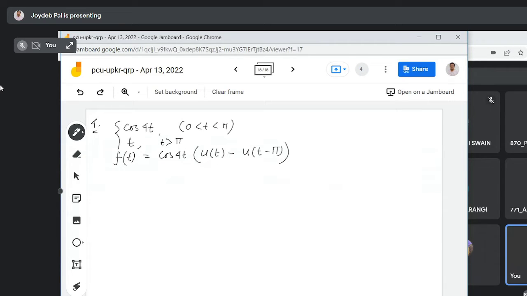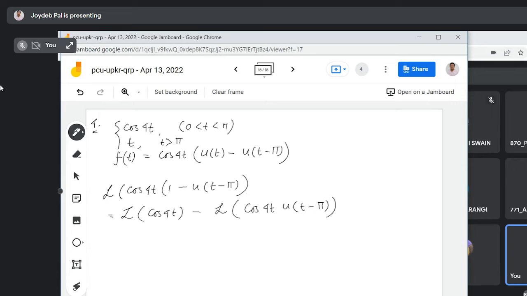Now you take the Laplace transform. The Laplace transform of this means cos 4t. Look, u(t) we can write as 1, so 1 minus u(t minus pi). So you separate it in two parts: the Laplace transform of cos 4t, and minus the Laplace transform of cos 4t into u(t minus pi), right?